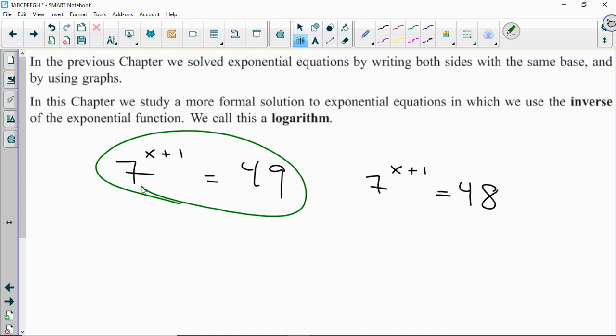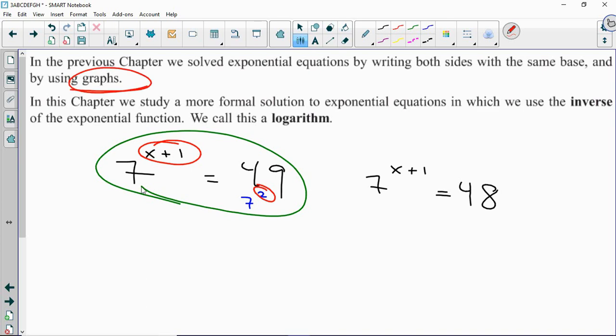So in this case, 49 is equal to 7 to the power of 2, which means that the exponent over here, x plus 1, has to equal 2, and then obviously x is equal to 1. Something like the equation on the right, however, 48 is not a power of 7, so we can't solve that unless we used graphs. That's true. We could graph that thing and solve it that way.